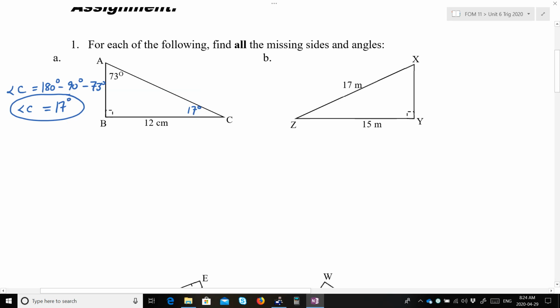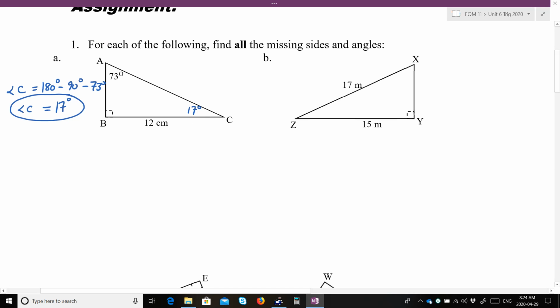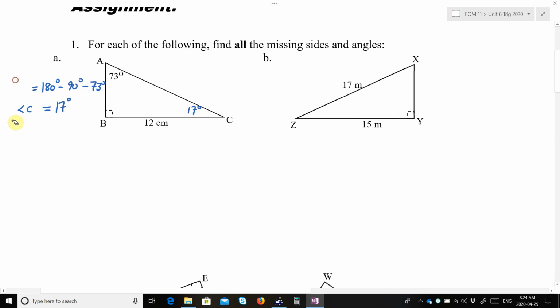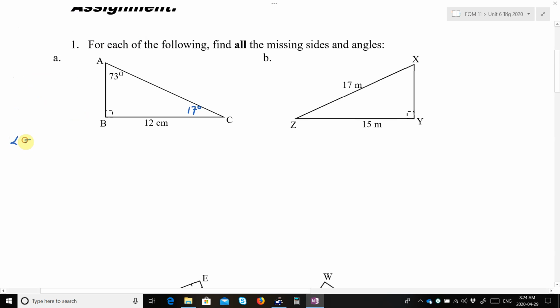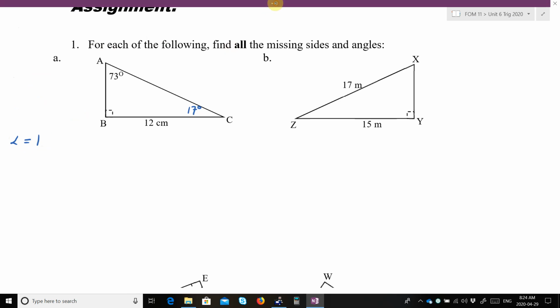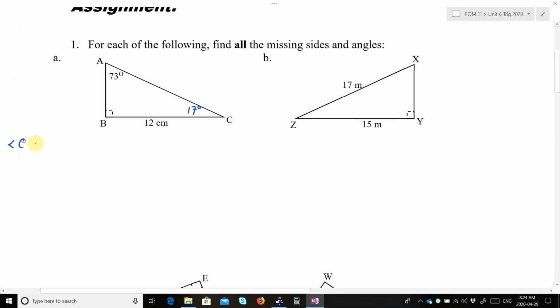It was perhaps not best to put that right there, so I'm actually going to move that. Okay, and we'll say that angle C is equal to 180 degrees minus 90 degrees minus 73 degrees, and that gave us 17 degrees. And then we have to find this missing side here, AB, which we'll call X, and we have to find AC, which is Y.